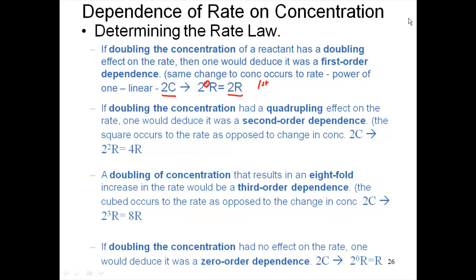If doubling the concentration has no effect on the rate, one would deduce that it is a zero order dependence. Well, 2 to what power will give me just that rate? 2 to the 0, and anything to the 0 power is equal to 1. So if I triple it and the rate stays constant, it's zero order.